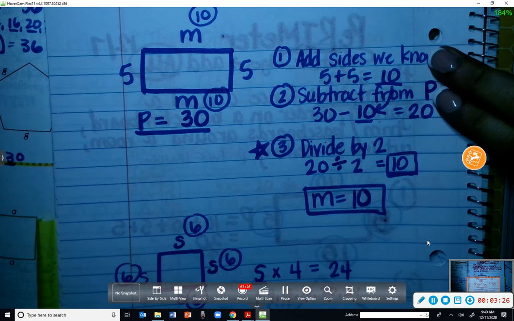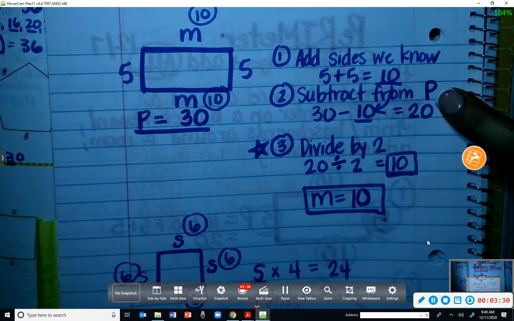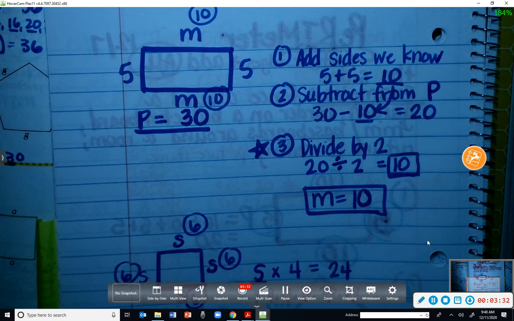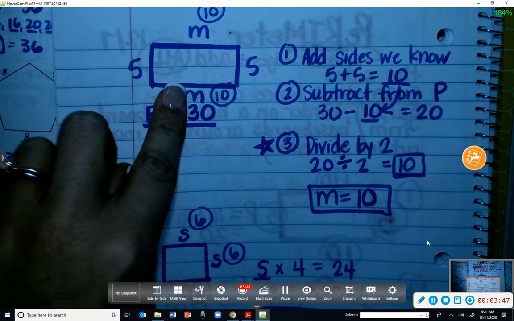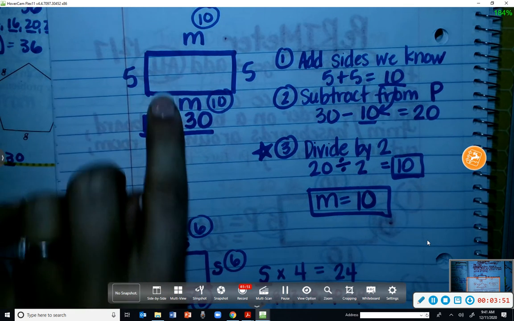These two were the same. We add the sides we know, subtract from the perimeter, but the one extra thing we have to do is what, Kaylee? Multiply. Nope, not multiply. Divide. Aaliyah? Divide by 2. Divide by 2. And we're dividing it by 2 because these 2 are both missing and they're going to be the same number. Okay? Because it's a rectangle.